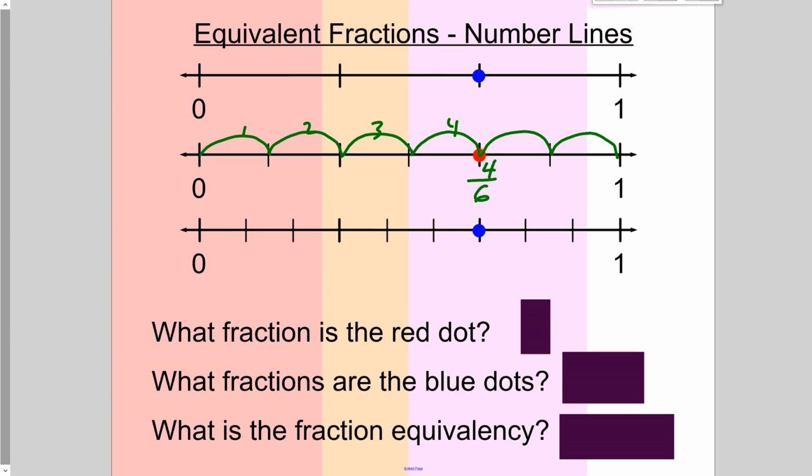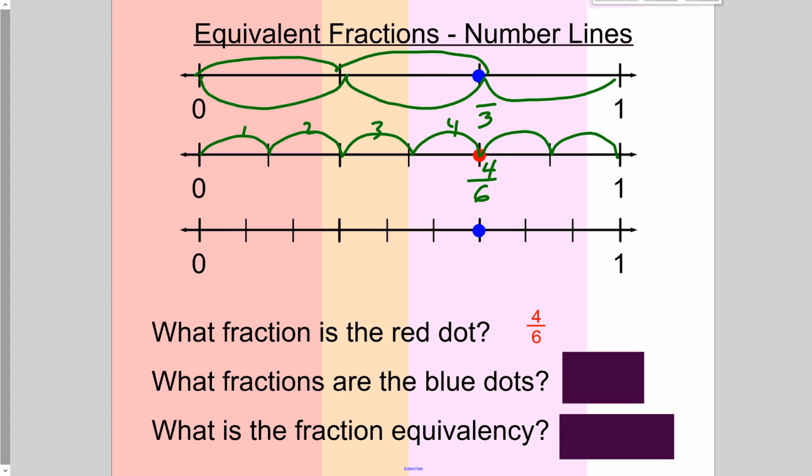That's my red dot, 4/6. Now let's take a look at our blue dots. Well, the one up here on the top, 1, 2, 3. There's our denominator, and it's the 2nd space, so it's 2/3.